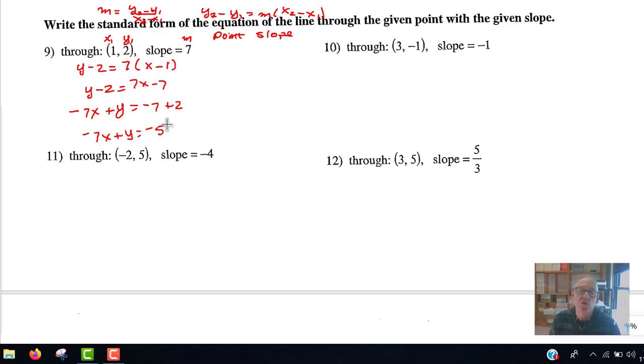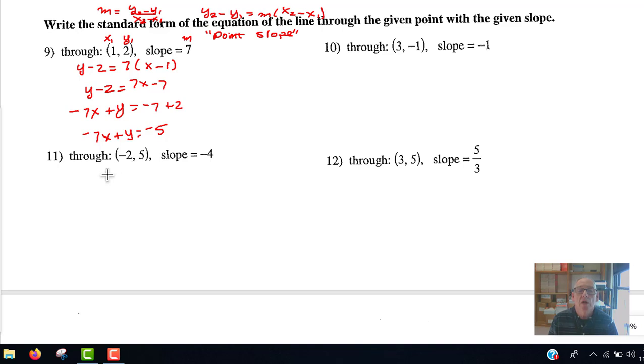And that's the easiest way I know to get standard form out of this. So we're given a point and a slope. Point-slope form is the easiest method to use. If we're given an intercept and a slope, we would use slope-intercept, which is y equals mx plus b. Let's look at number 11. Let's do number 11 a different way.